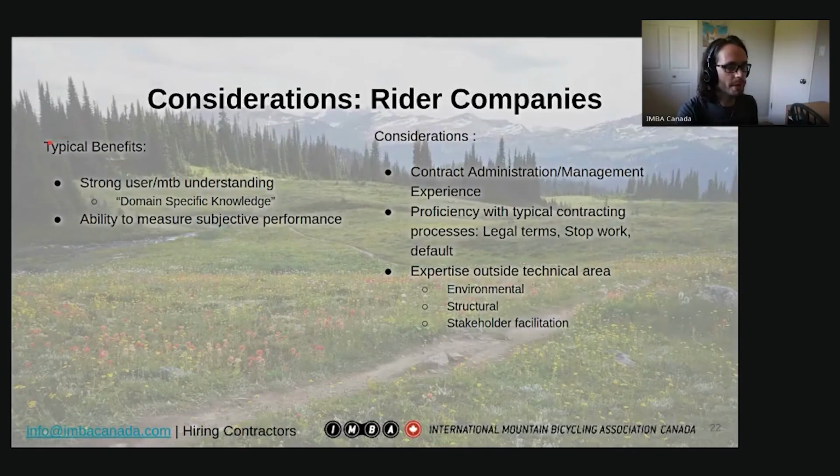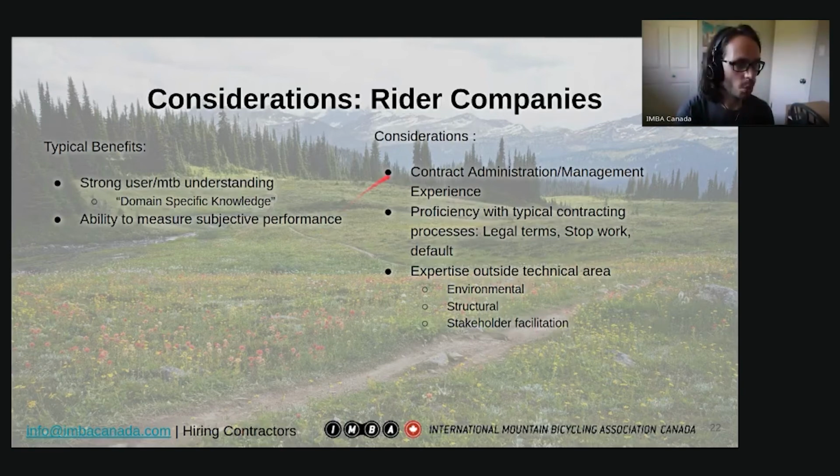So, we have a background now. Some considerations for rider companies. They probably have a strong understanding of the user wants, which is really key, because this can be very hard to communicate. So you can relieve yourself of a lot of stress knowing that the person who's out there loves what, and I'm assuming you're all mountain bikers, but loves what you love, and will be able to provide that. Or at least they have the capability to provide that, and we'll use some other tools to make sure they can. They'll be able to measure as much as we can measure subjective performance. Does it flow? Is it fun?